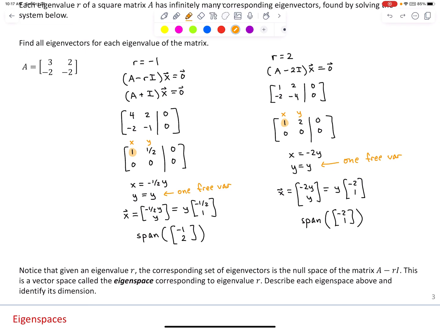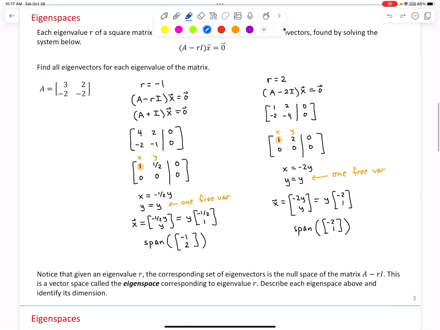Describe each eigenspace above and identify its dimension. Now, like mentioned before, as an abbreviation for eigenvalue, we can simply say eval. Similarly, for eigenvector, we can say evec as an abbreviation. And for eigenspace, down here, we can say espace. These are accepted abbreviations of these terms.